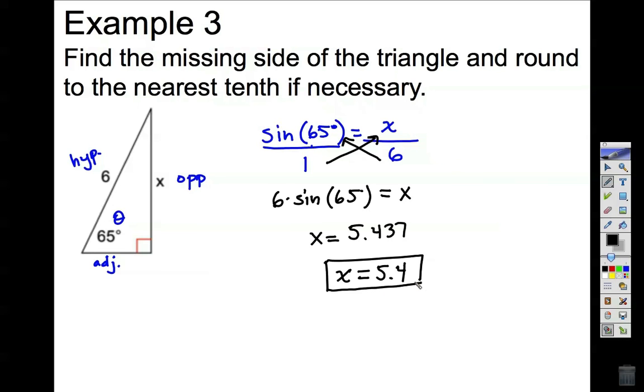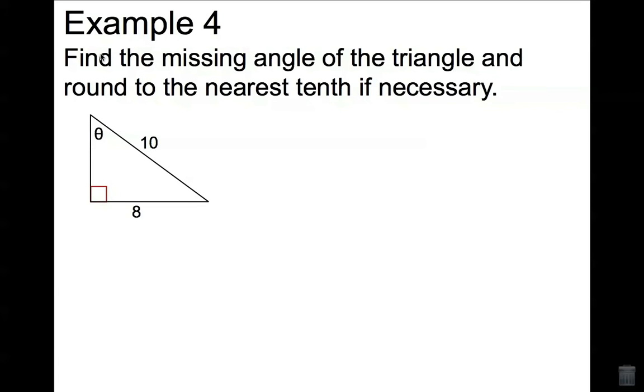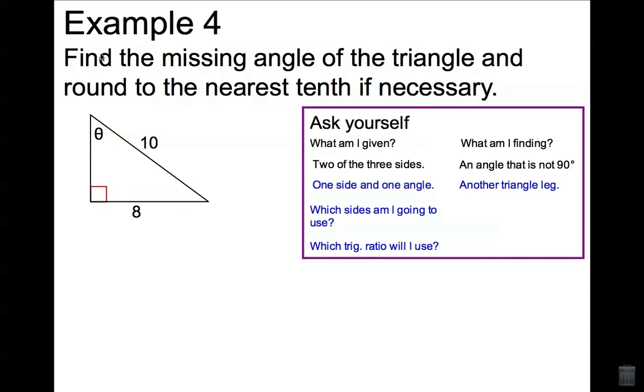So it approximates to 5.4. In example 4, we are asked to find the missing angle of the triangle and round to the nearest tenth if necessary. Now, if you jump through the actual questioning, again, two questions you want to ask yourself. Are you given two sides or are you given one side and one angle?